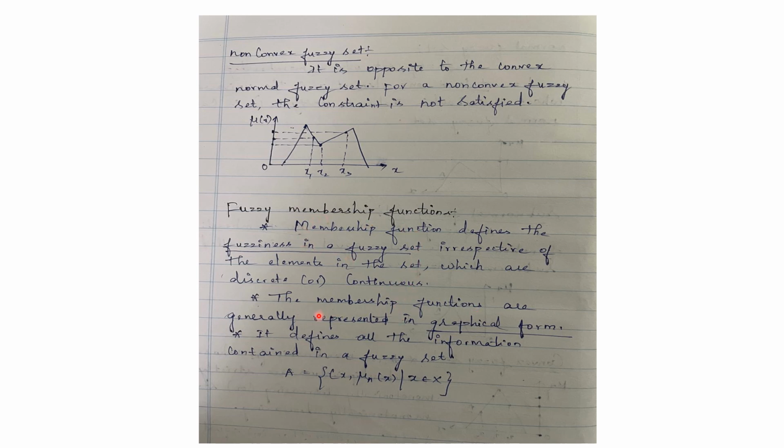Generally the membership functions are often denoted in graphical form. The formula we saw in the first slide itself; again I am repeating: A equal to {(x, mu A of x)}, where every small x belongs to the capital X. So this is the formula for finding the fuzzy membership function.